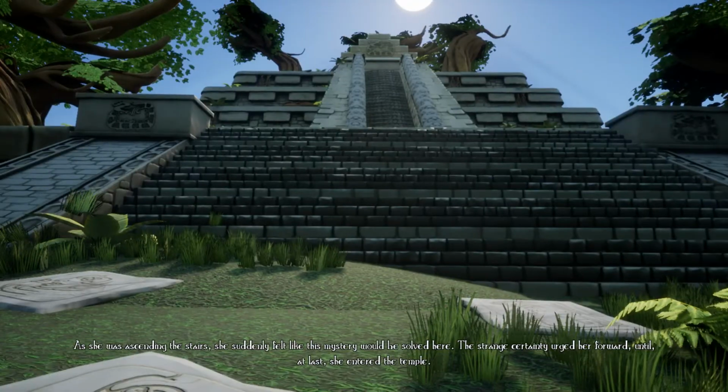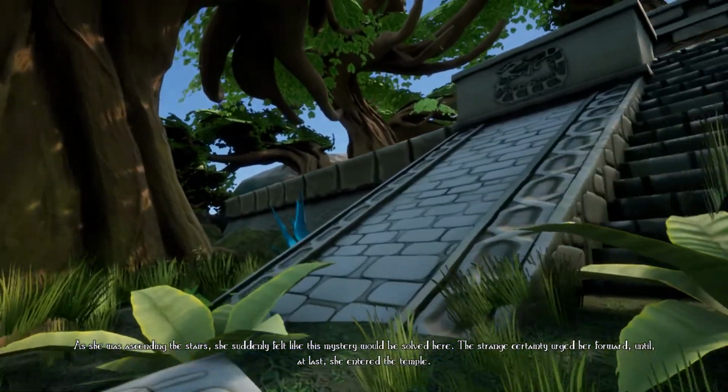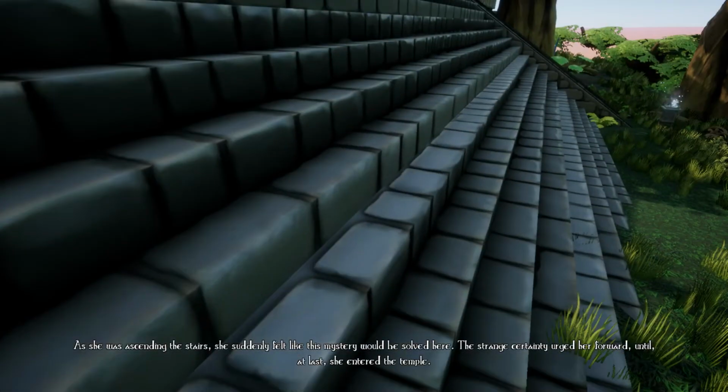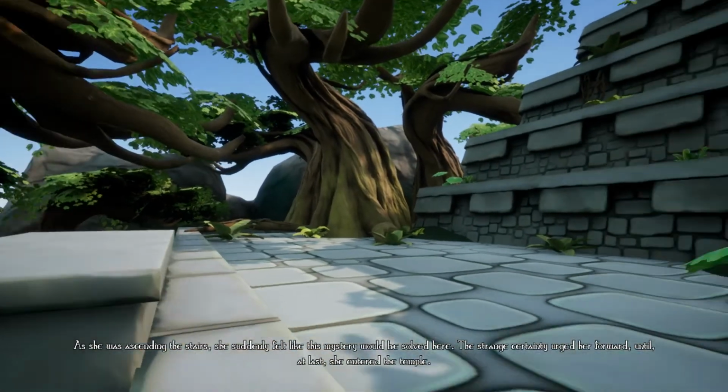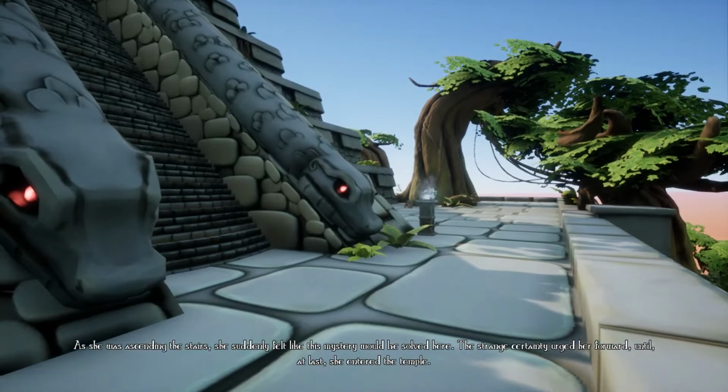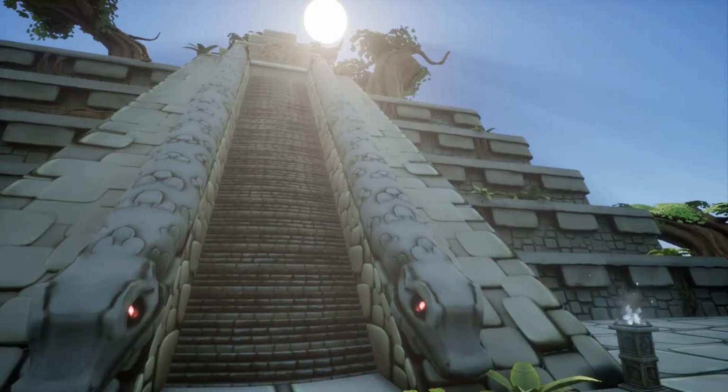As she was ascending the stairs, she suddenly felt like this mystery would be solved here. The strange certainty urged her forward, until, at last, she entered the temple.